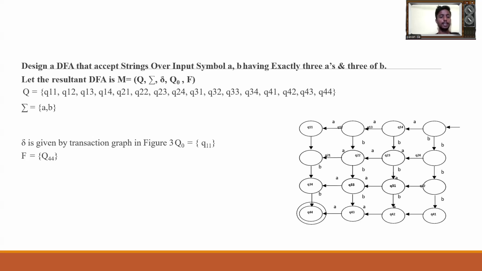Now delta is given by the transition graph here. You can check the figure. Q naught is Q11 and F is equal to Q44. Now you can check the diagram. Q11 is the starting state and Q44 is the final state.